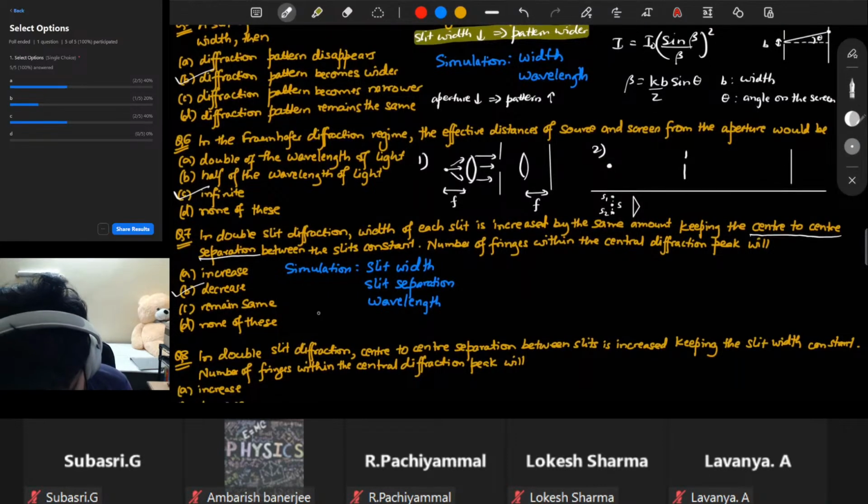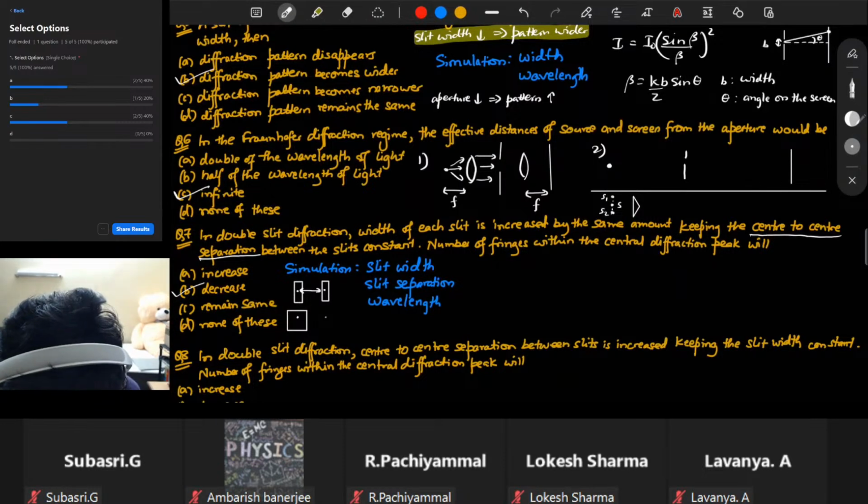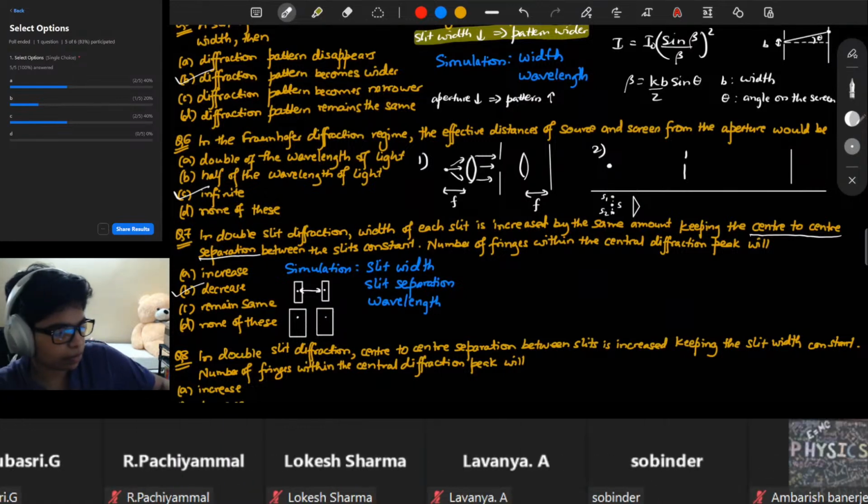What this question is saying is that you have a case wherein you have these slits and their center to center separation is kept constant, and what you are doing is doubling the width of these slits. Okay, my slits now look like squares, somewhat like this. So this is what is happening.